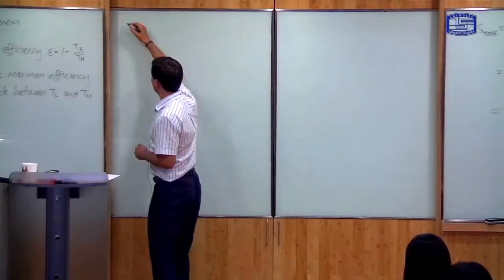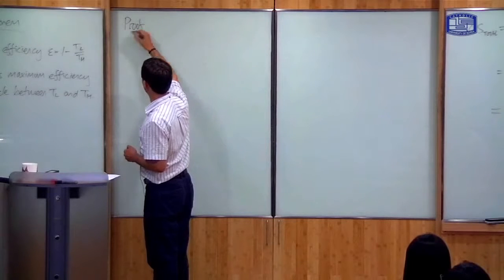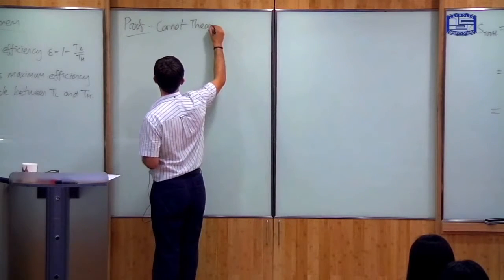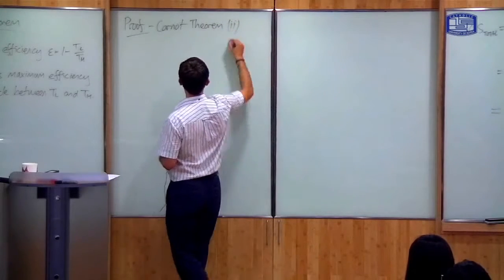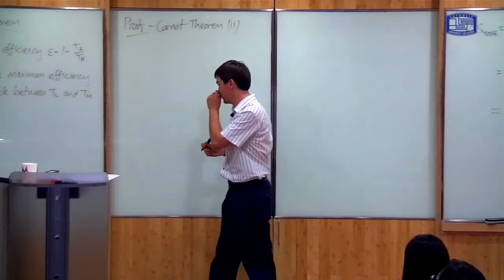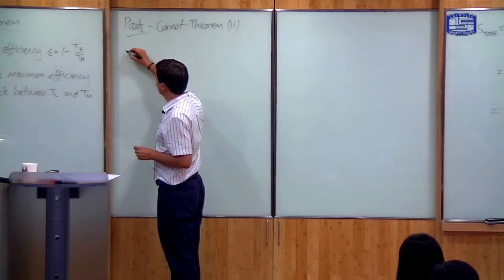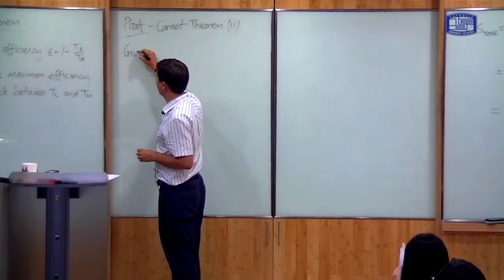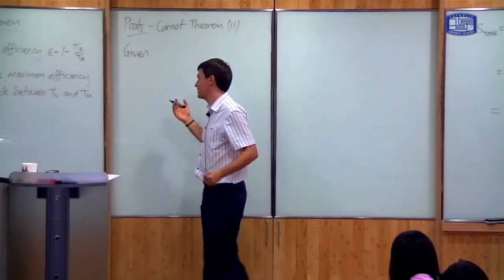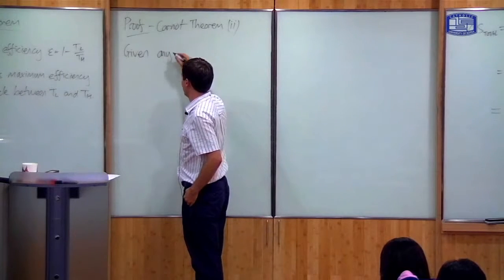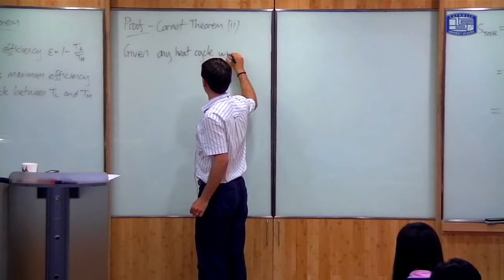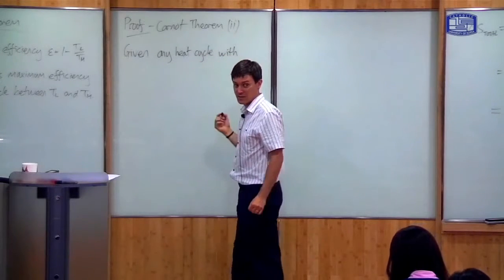Okay, so this is the proof of the Carnot theorem, part 2. In other words, prove that the Carnot cycle has the maximum efficiency. So I need to prove it's the most efficient. Suppose you give me any heat cycle, anything you like, with temperatures between TH and TL.